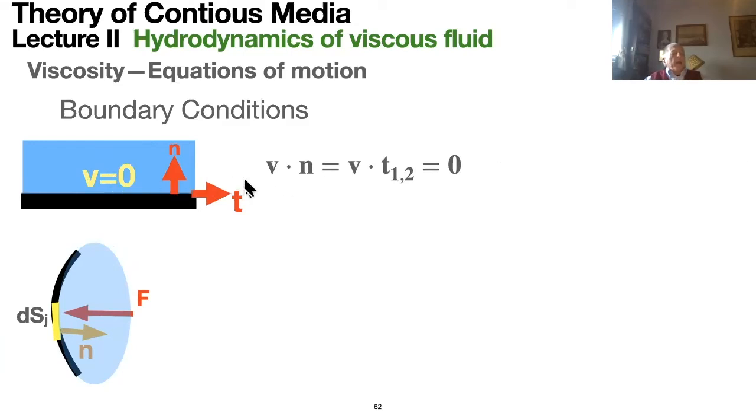And that of course implies that the normal component of the velocity to the surface must be equal to zero, but also the tangent components. In general, there are two vectors which are tangent to the surface, T1 and T2, because there is a two-dimensional surface. So the condition that the velocity is equal to zero is not only that the normal component is equal to zero, but also that the tangential components of the velocity are equal to zero. So there has to be the condition that the whole velocity vanishes on the surface.